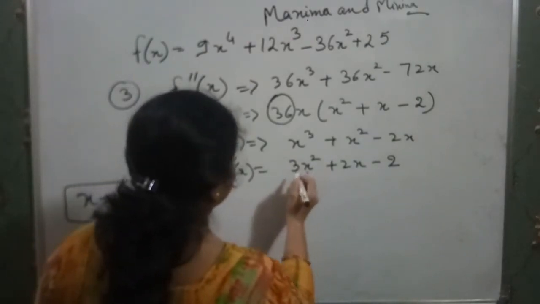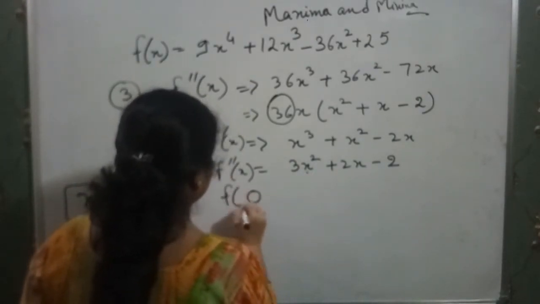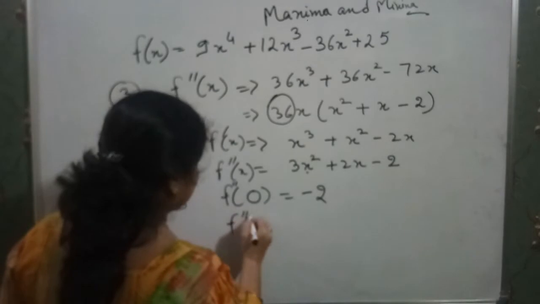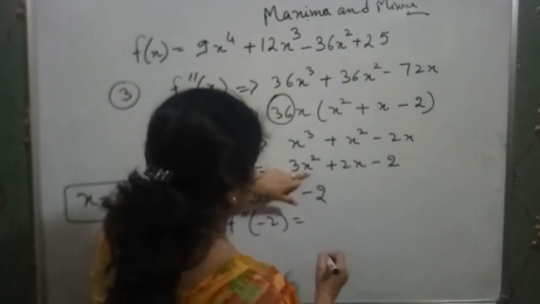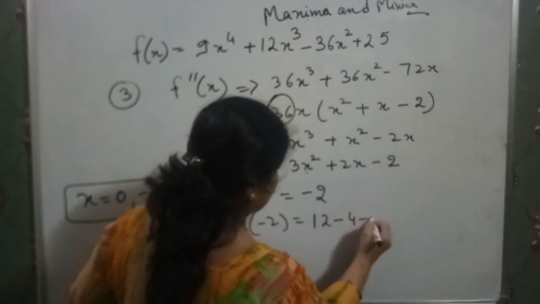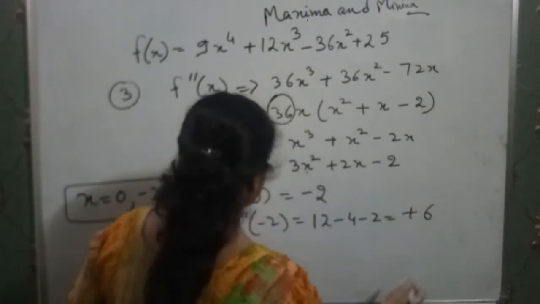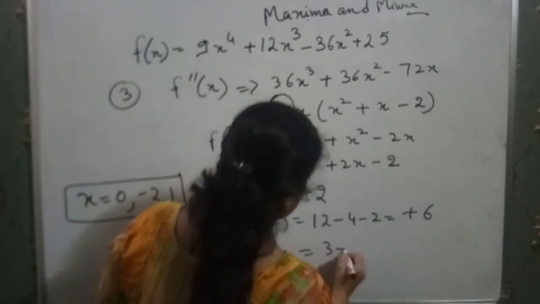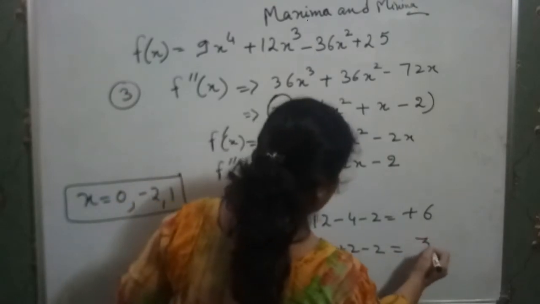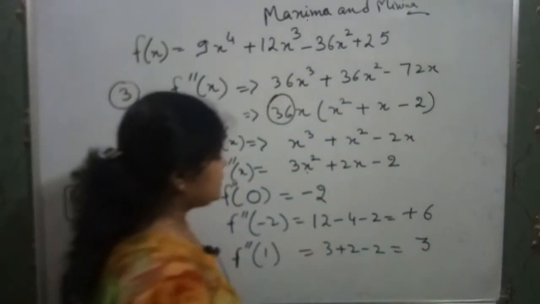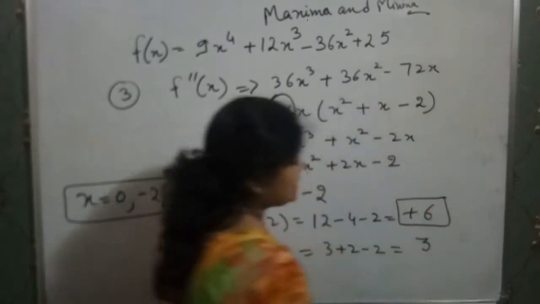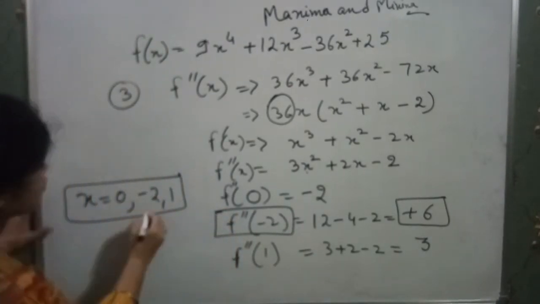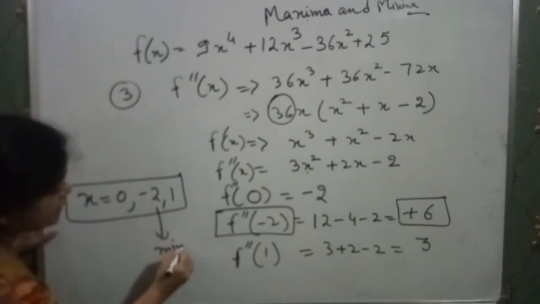So when we put 0, we have f double dash of 0, we have got minus 2. Now when we put minus 2, what we got: 2 2s are 4, 3 4s are 12, minus 4, minus 2. So we got plus 6. Now when we put f double dash 1, we got 3 plus 2 minus 2. So we got 3. So the value which is most maximum, that is at 6. So it is minimum at this value. So minus 2 is the minimum value we got.